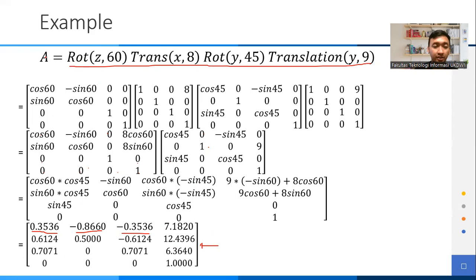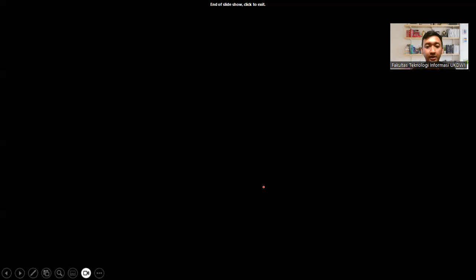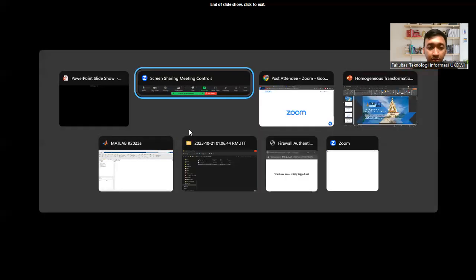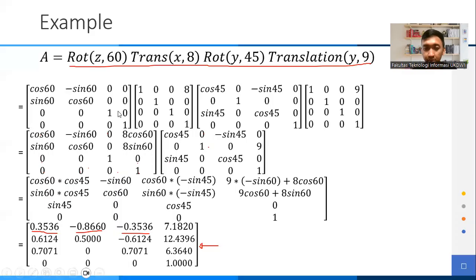Rotation Z, translation X, rotation Y, translation Y. Okay, this is the result. And for checking our calculation, we can try in a MATLAB simulation or MATLAB program. For the MATLAB program, I can show you this one.